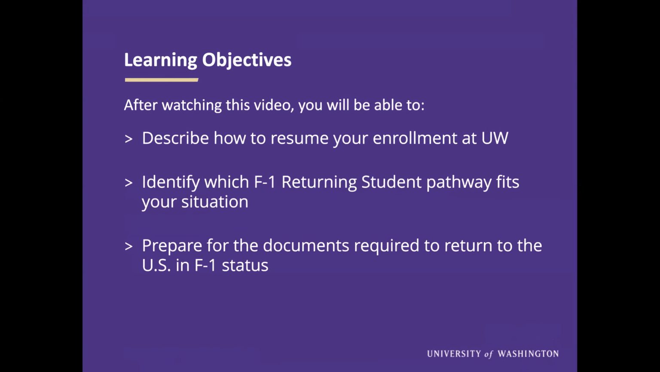After watching this video, you should be able to do the following three things. Describe how to resume your enrollment at the University of Washington. Identify which F1 returning student pathway fits your situation. And prepare for the documents required to return to the U.S. in F1 status.